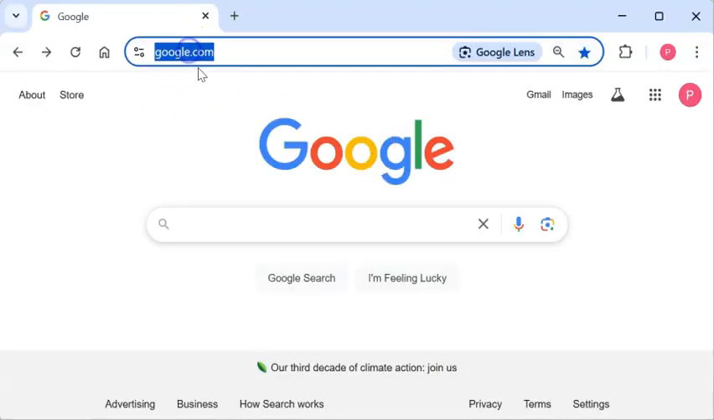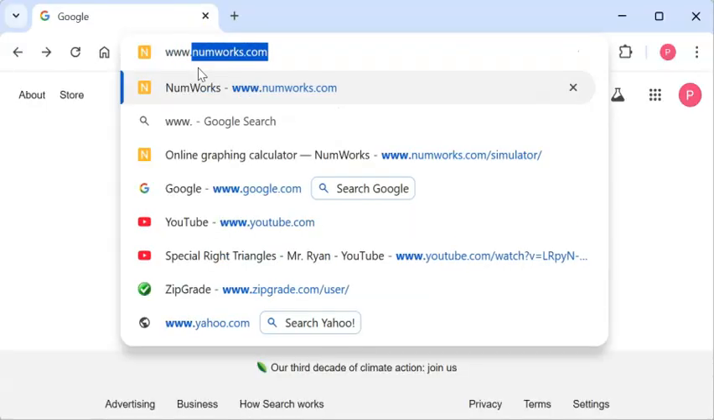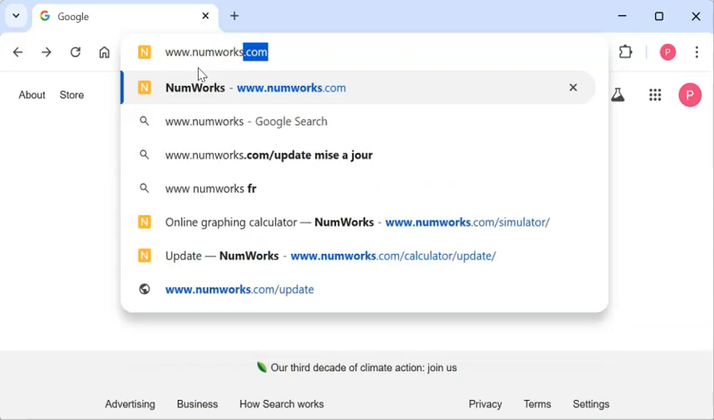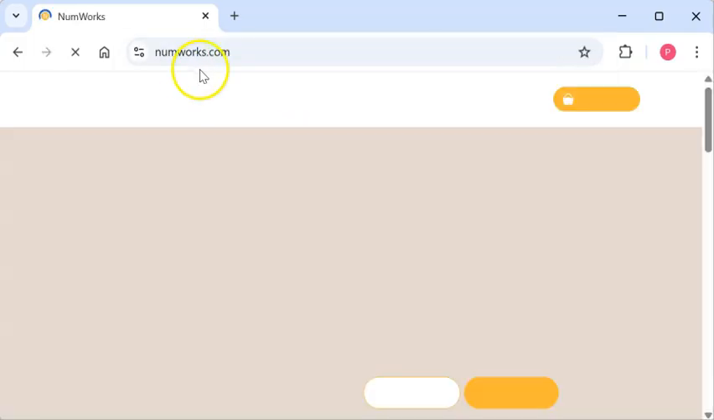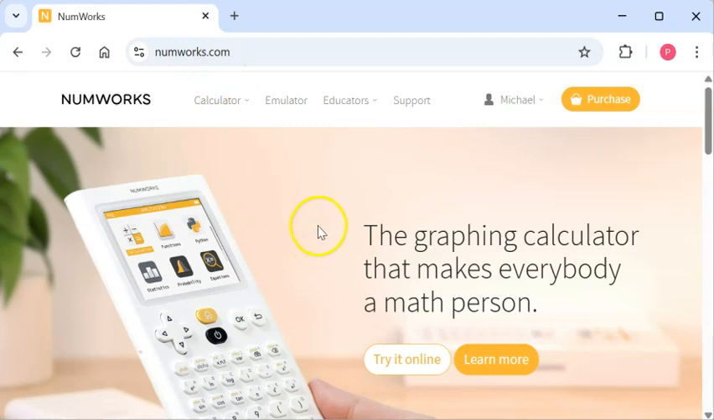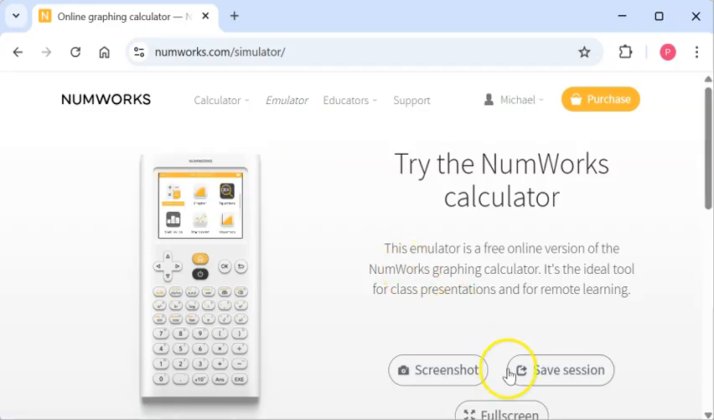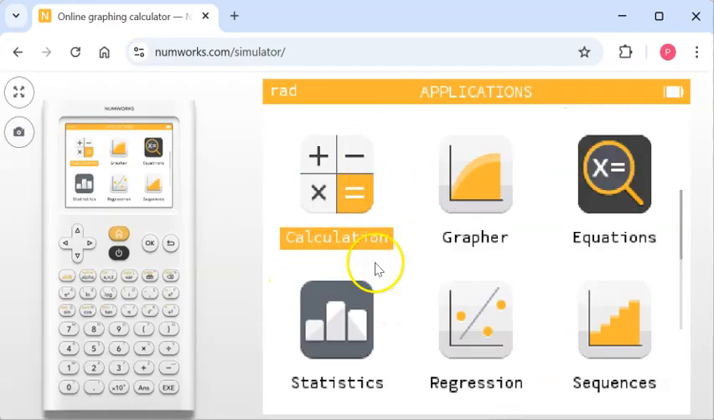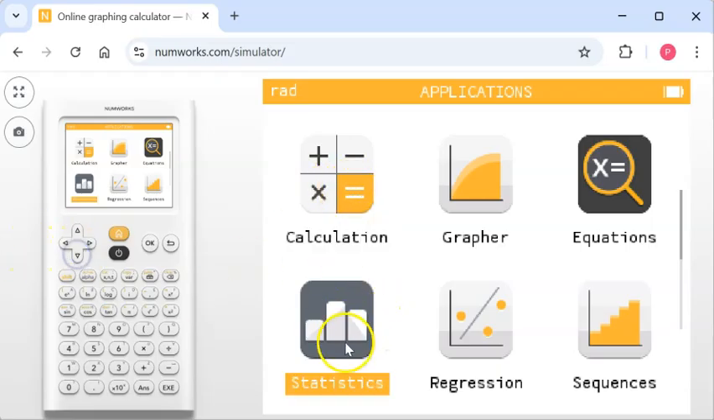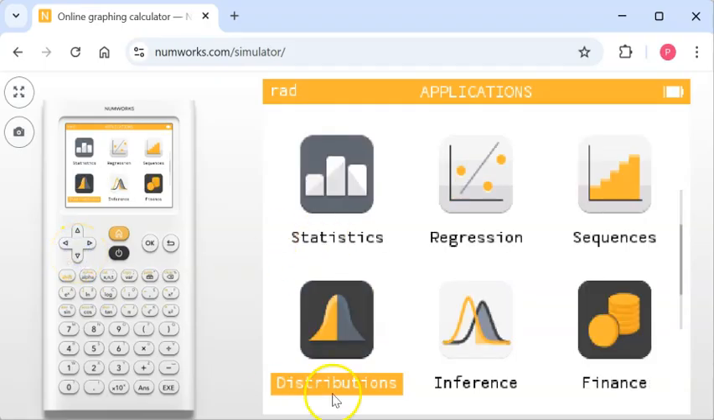So we're going to open up a web browser, and go to www.numworks.com, press enter, and then on the NumWorks website, we're going to click on the button that says emulator, and then click on full screen, and that'll allow us to see everything better, okay? And we can interact with this. So what we're going to do is start a calculation. We're going to arrow down. There's statistics, but that's actually not what we want. Arrow down one more time, and you'll go down to distributions. This is where we want to be.